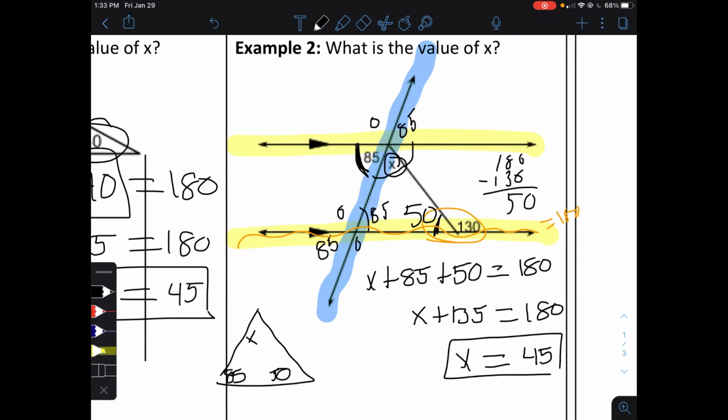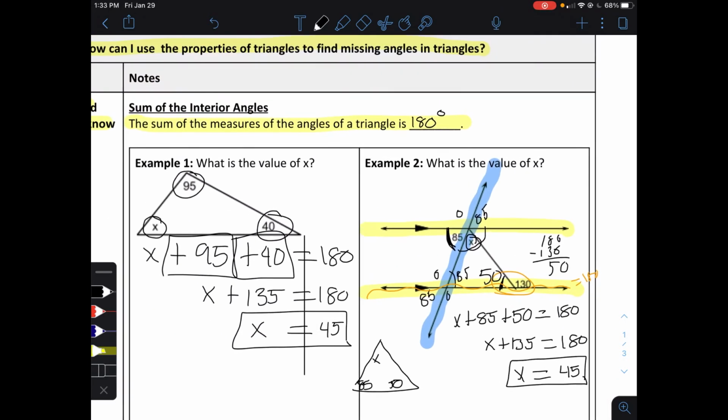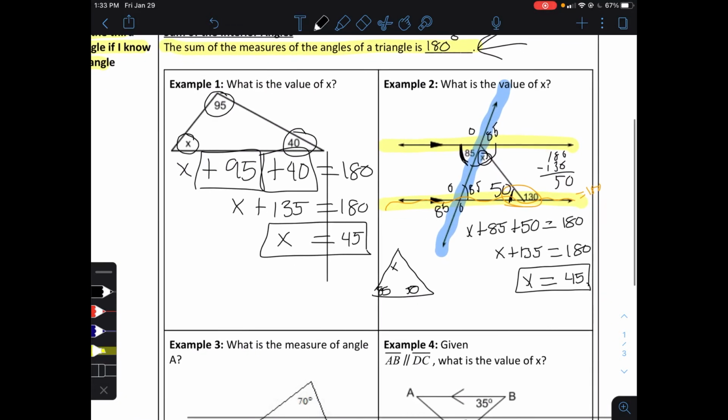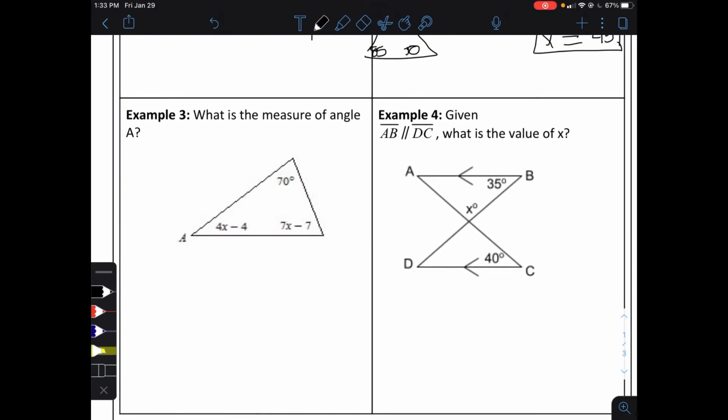Okay, the key thing here I need you to remember is that no matter what you're looking at, the sum of the measures of the angles of a triangle is 180. Always remember that. Okay? Example number 3 and 4, we're going to use that same exact method. They just ask a little bit more of us to do in this example.